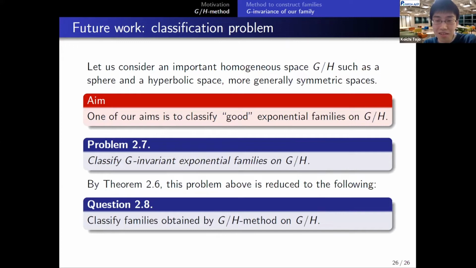Does this answer your question? Okay, thank you very much. Are there any other questions or comments? No. If not, Tojo-san, thank you very much for your talk. Thank you very much for your listening. If you have further questions, please ask on Q&A because we can see them also later.